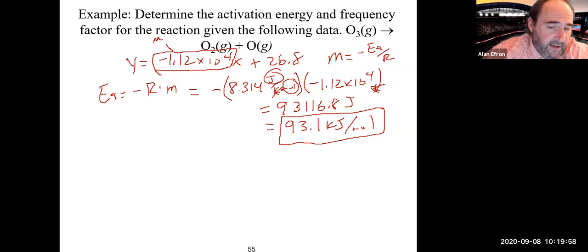Again, as we talked about, it is usually a positive number. That is why the negative is here, and that negative from the slope will make it into a positive number like we see here.